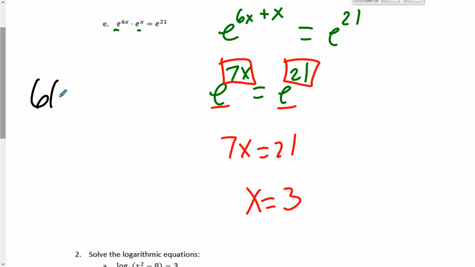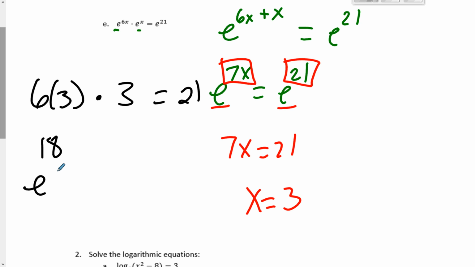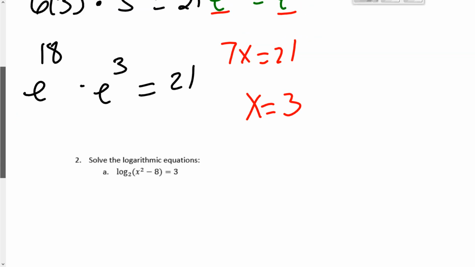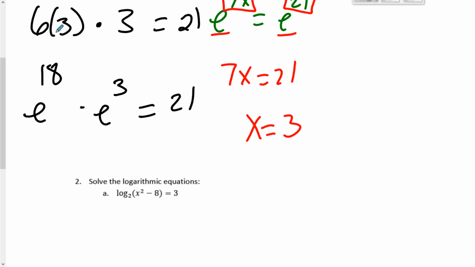So that'd be 6 times 3, and then another 3 equals 21. We're multiplying here. So 18, e raised to the 18 times e to the 3rd equals e to the 21. And remember, when we multiply by the same base, we add exponents, so I'm not actually multiplying this out, right? And so that is 18 plus 3, which equals e to the 21. So it is correct. So those are exponentials.